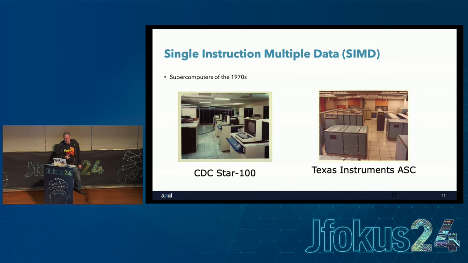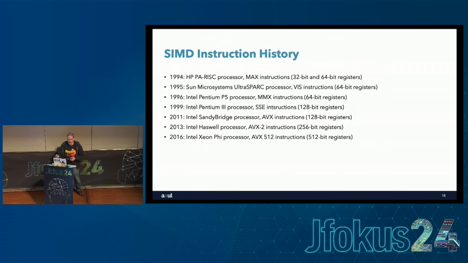And then there are other machines that became very popular in the 1970s, so there's the CDC Star 100 and the Texas Instruments ASC. I love computers like this because they occupy a whole room. You think that that's probably way less computing power than you have in your mobile phone right now. So it's always fun to see the way that things have evolved. Anyway, we had lots of machines that started using this because it was a very efficient way of doing numerically intensive operations.